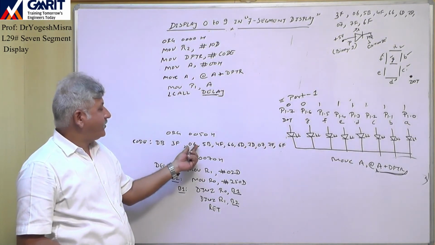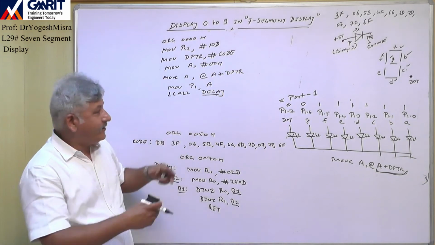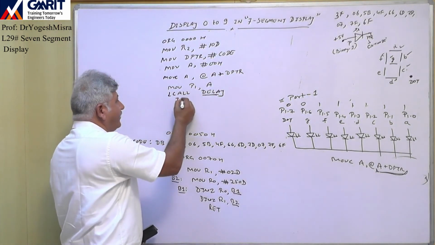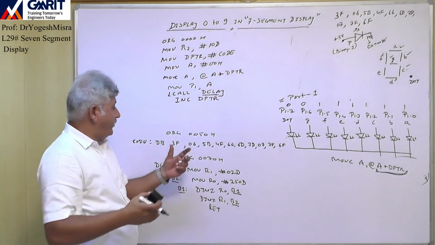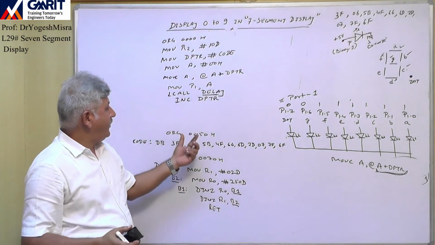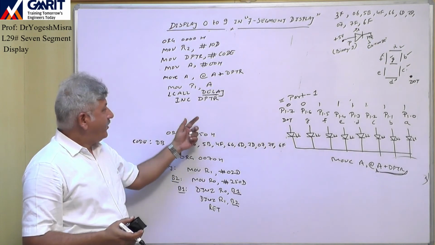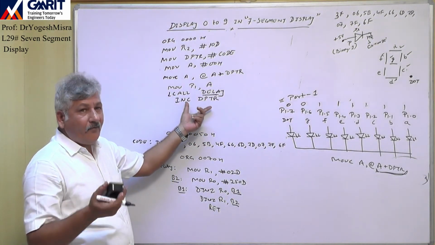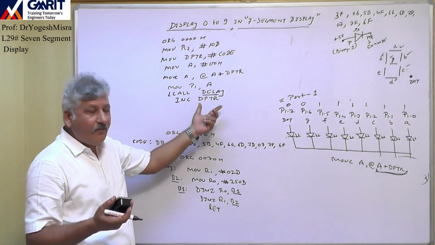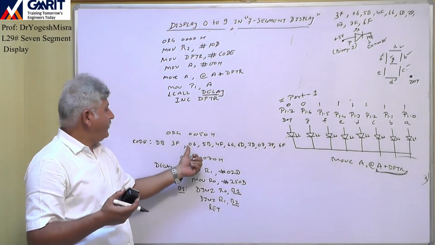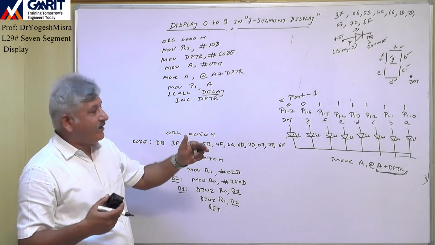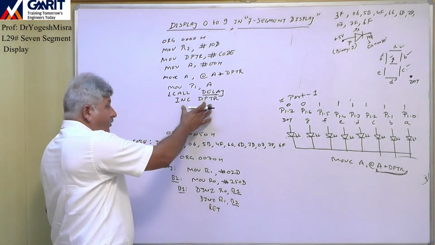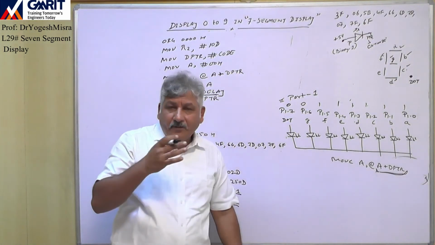Address of code of the second number in DPTR register. For that we will write the instruction INC DPTR, because previously for the first byte the value of DPTR was 0050. Now we have increased the value of DPTR by 1, so it will become 0051. At 0051, 06 is loaded, which is required to display the next number.